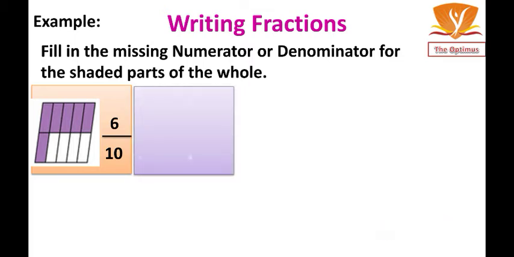Next question. 1 by what? Yes. The question is the denominator. Denominator means the total number of equal parts. The total number of equal parts is 3. Next question.